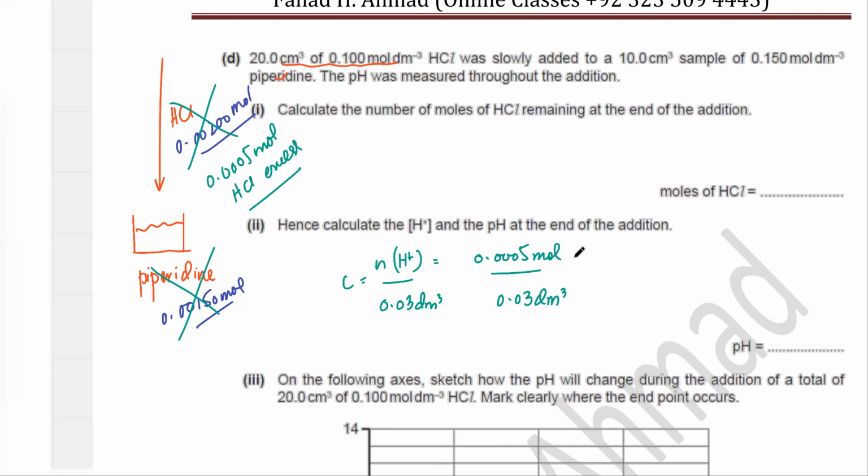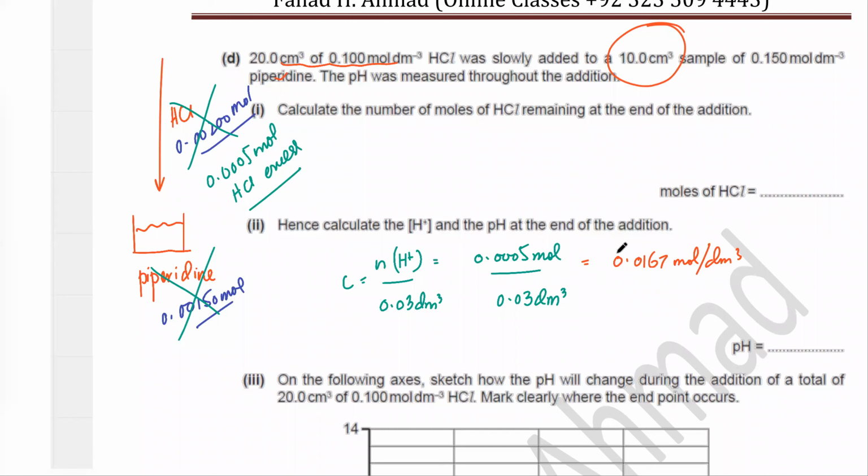And accurate up to 3 significant figures. 0.016. So we're getting 0.016. What's the third digit after that? 7. Okay, so it's going to be 0.0167. Remember, all your values are up to 3 significant figures. So your answer should be at least accurate up to 3 significant figures. So mole per dm cube.